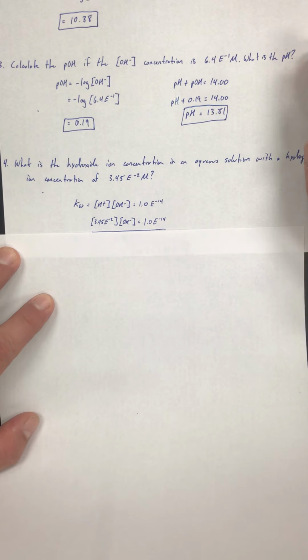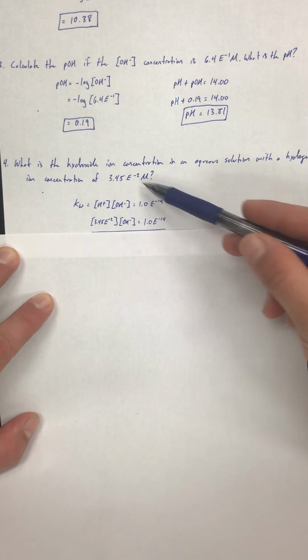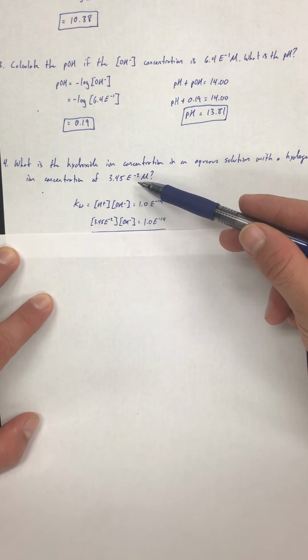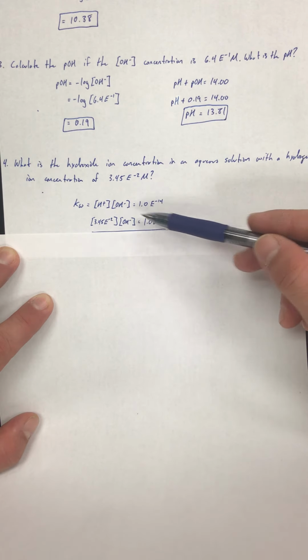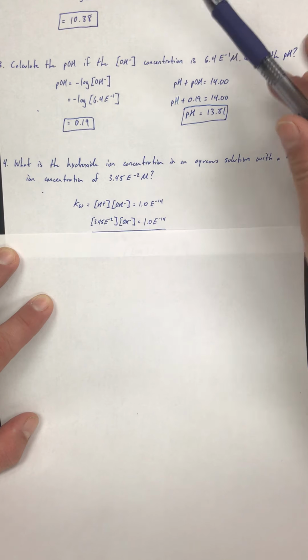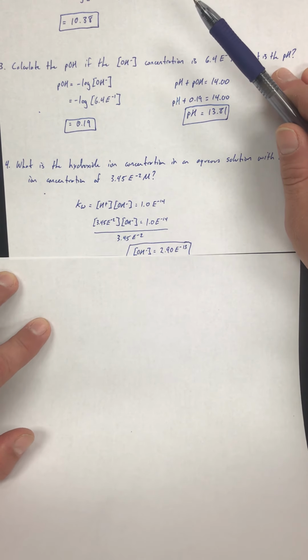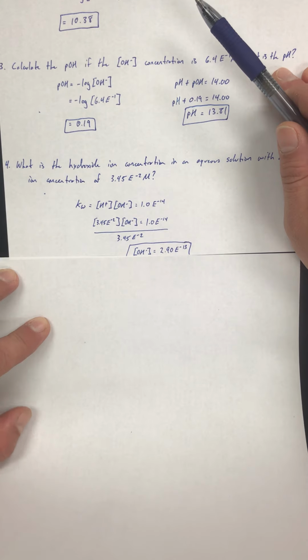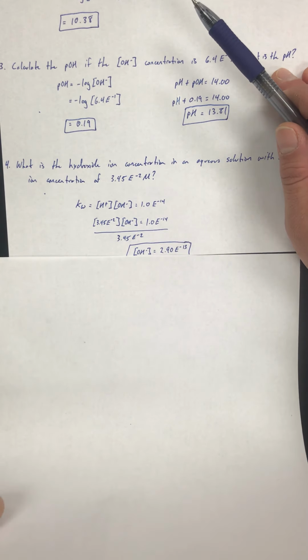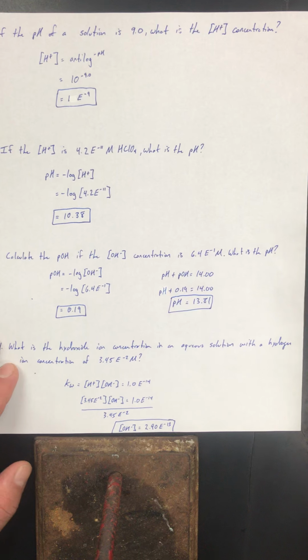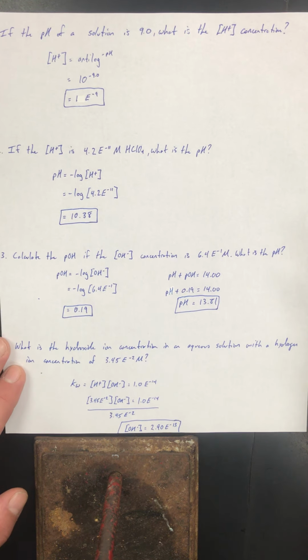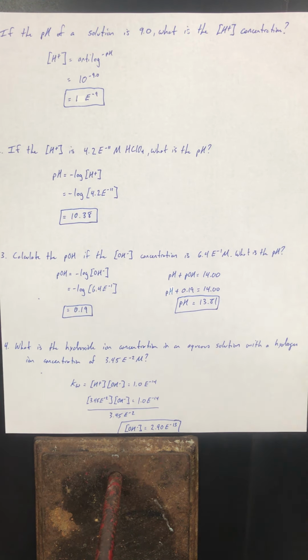So we are given a hydrogen ion concentration of 3.45 times 10 to the negative 2. Plug that in, divide on both sides by the hydrogen ion concentration value, and that will give you the hydroxide ion concentration value of 2.90 times 10 to the negative 13. And that's it. So with these 4 sample problems, you will be able to do all 12 problems on your paper.